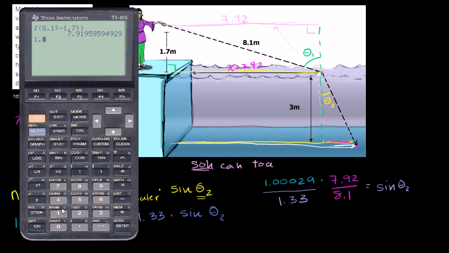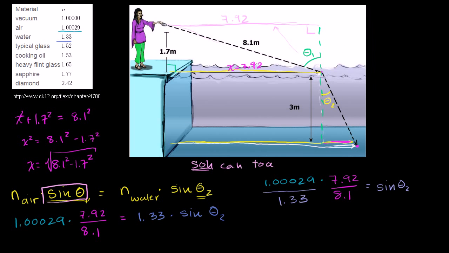So we have 1.00029 times 7.92. Actually, I could even say times second answer if we want this exact value. That was the last answer, so I'm going to do that. That's the actual precise value, not even rounding. And then we want to divide by 1.33, and then divide by 8.1. And we get that. And that's going to be equal to the sine of theta 2. So let me write this down. We have 0.735 is equal to the sine of theta 2.